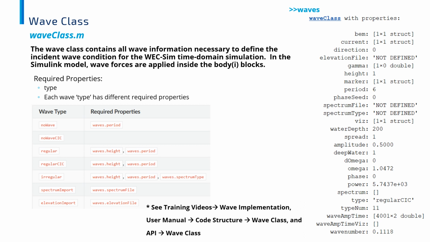Depending on the wave type you've specified, it has more or less required properties. This is where a user can import their own wave spectrum or their own wave elevation time series if they wish. They can also use a variety of built-in regular and irregular wave spectra.